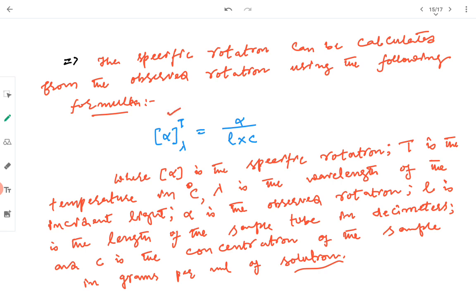Specific rotation is equal to alpha observed divided by L times C. Here, the specific rotation is alpha with T as the temperature in degrees centigrade and lambda as the wavelength of the incident light, and alpha observed is the observed rotation that you measure through the analyzer. L is the length of the sample tube in decimeters, and C is the concentration of the sample in grams per ml of solution. So if you know alpha, L and C, you can easily calculate the specific rotation of a particular compound.